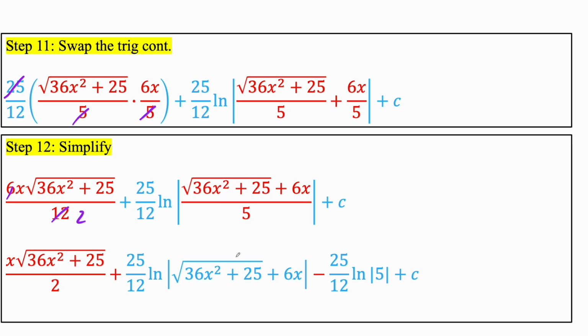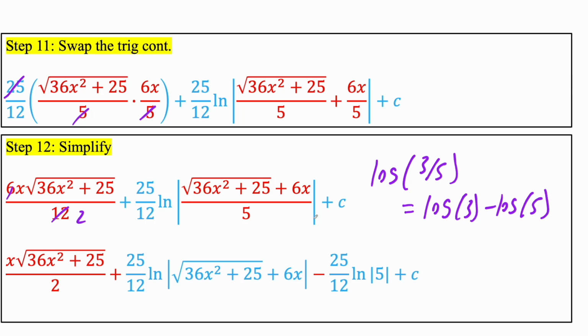Now from here to here, I'm applying my log rule. So for example, log of 3 divided by 5 is equivalent to saying log 3 minus log 5. So instead of dividing by 5, I'm just splitting it up. And that's just a log property. So this is what we have so far.